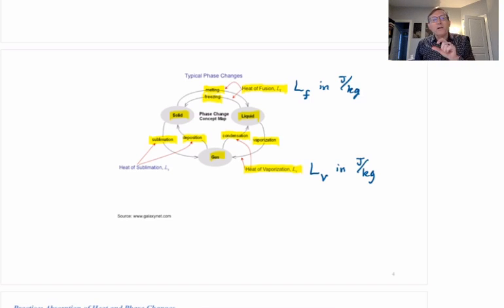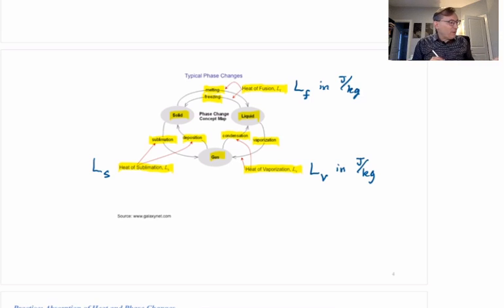When gaseous water solidifies directly on a cold substance, that's deposition. Either one of those, if you have that kind of transformation going on, the heat of transformation is called the heat of sublimation, capital L sub S, also in joules per kilogram. We're not likely going to bump into that, but it can happen.